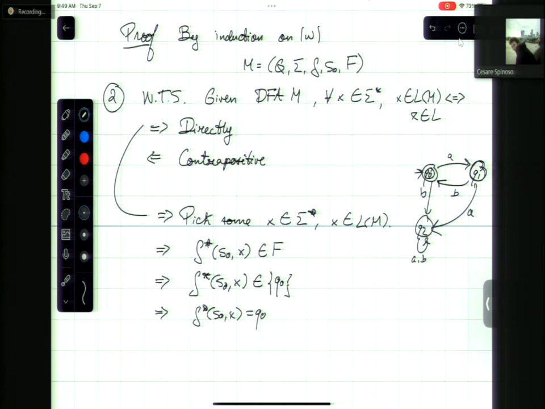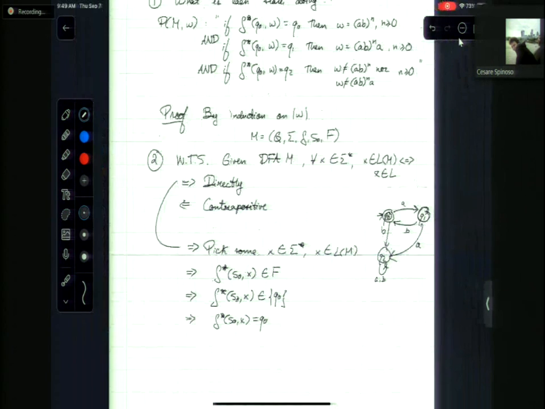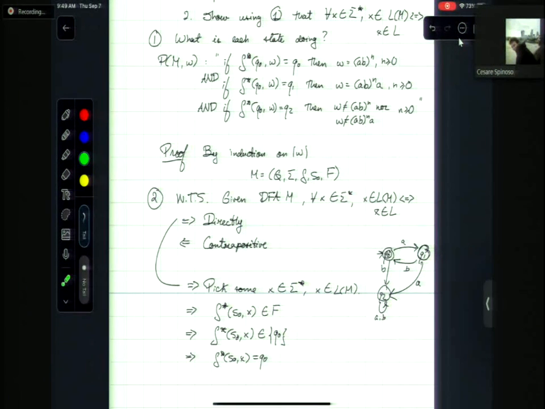Okay, so now I'm going to be able to actually use the statement. Remember, my statement here was this. What my statement says is that if I start at Q0 and I read some string W and I end in Q0, then my string looks like AB^n. So I can directly use my statement, and then directly by PMW, that means that X looks like AB^n for some n greater or equal to 0.